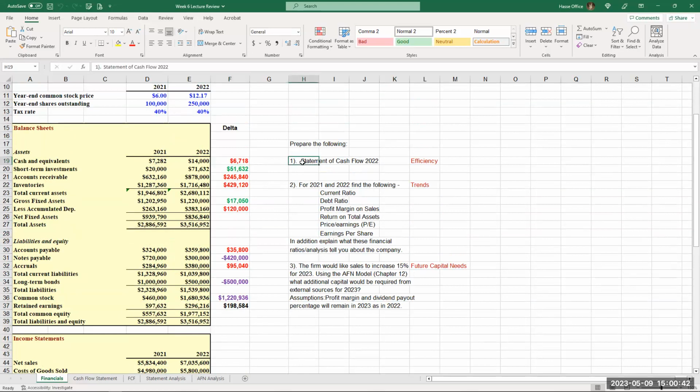The statement of cash flow, which we'll see in the next tab, shows us the breakdown of that $6,718: where money went out of the business, where money or cash came into the business in regards to operation, investing, and financing. That's the statement of cash flow. So it takes a lot of these deltas.